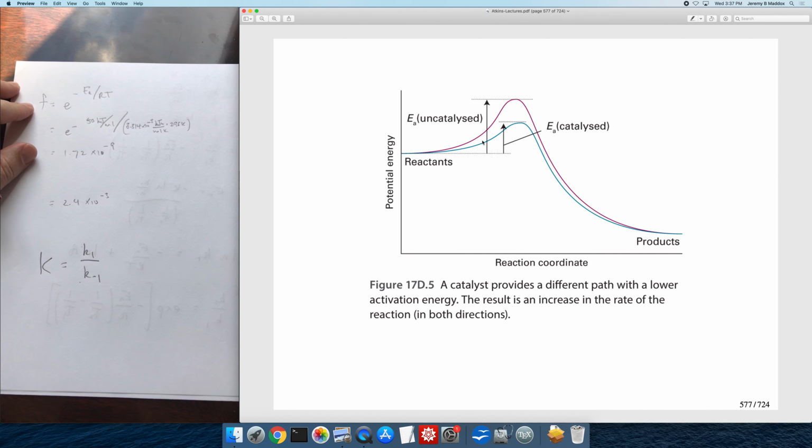In fact, what governs the equilibrium constant is the energy difference between the reactants and the products. And you'll see that those are unchanged. That is, the energy difference between the reactants and the products is unchanged by the presence of a catalyst.